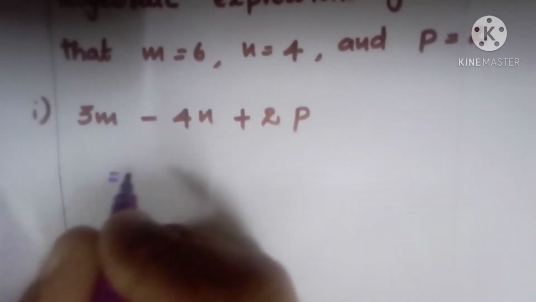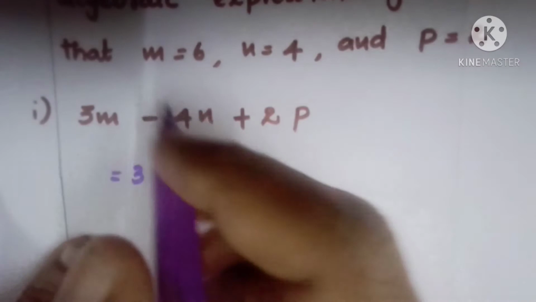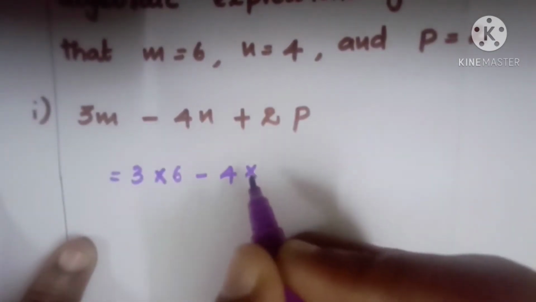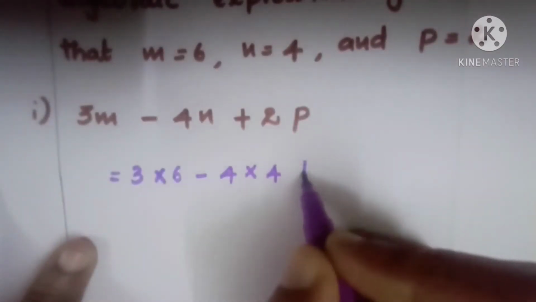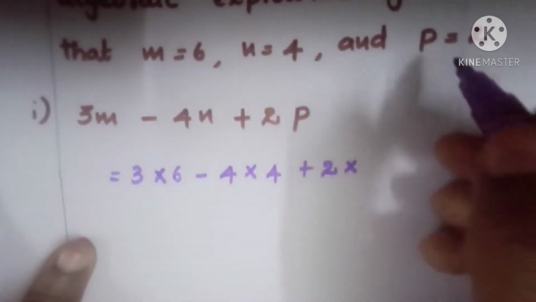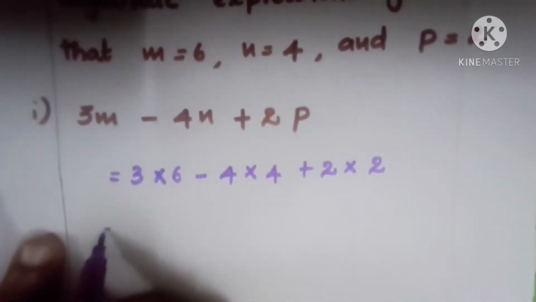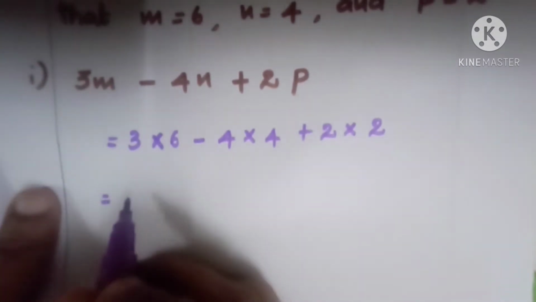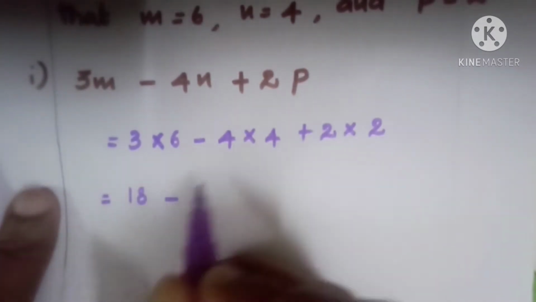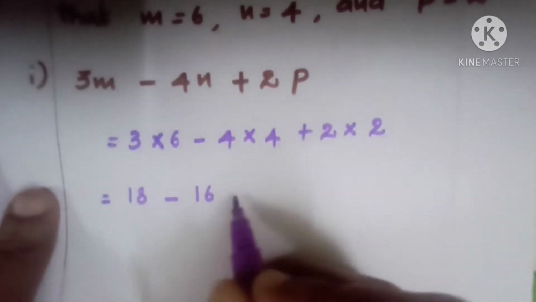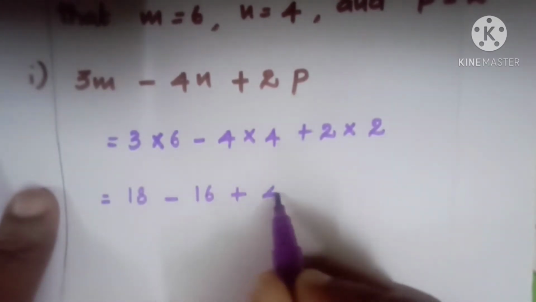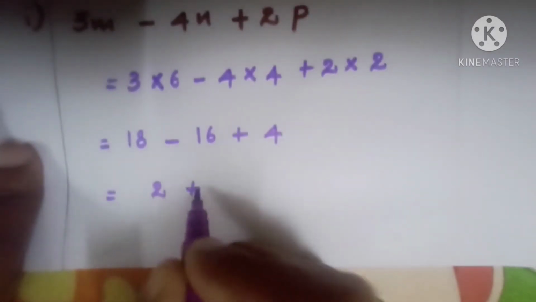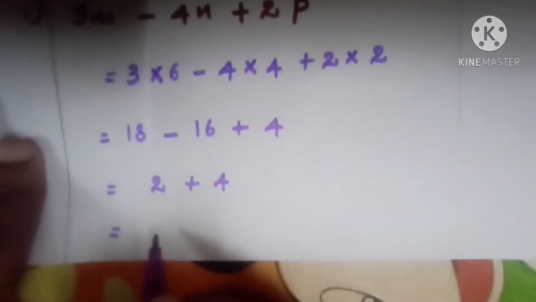That is equal to 3 into 6 minus 4 into 4 plus 2 into 2. Then simplify the expression. 3 6s are 18 minus 4 4s are 16 plus 2 2s are 4. Then 18 minus 16 we get 2. 2 plus 4 we get 6.